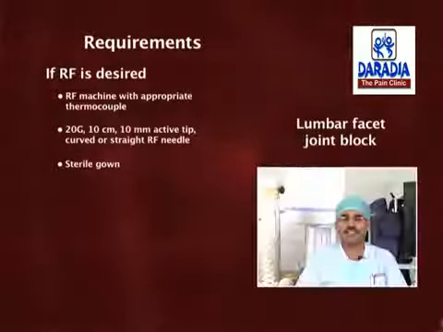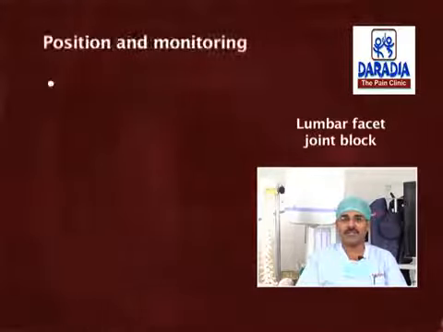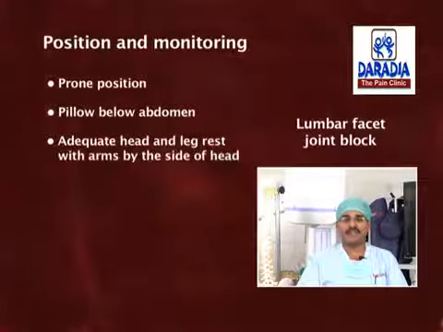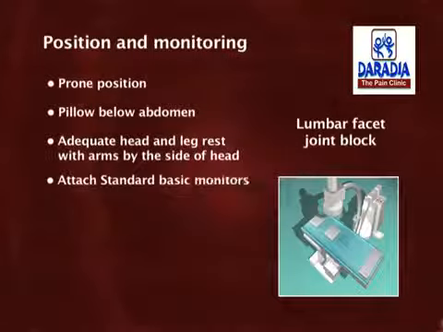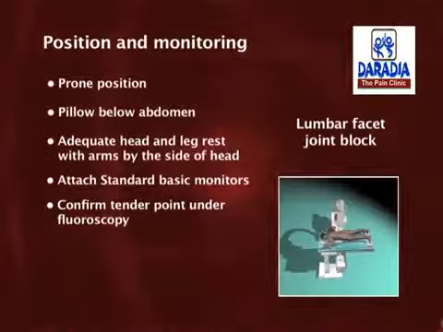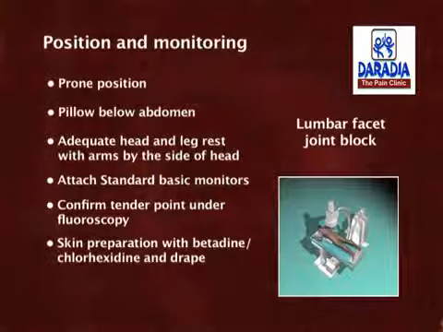Once everything is ready, the patient can be taken inside the procedure room and placed in prone position. Keep a pillow of appropriate size under the abdomen to correct lordosis, keep the patient comfortable with adequate head and leg rest, and keep both arms by the side of the head. Attach standard basic monitoring as recommended by the American Society of Anesthesiologists. Palpate for tender points and confirm their relation to the facet joint under fluoroscopy before you drape. Then prepare the patient with betadine or chlorhexidine and drape the site with sterile materials.